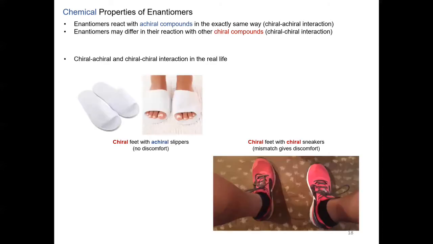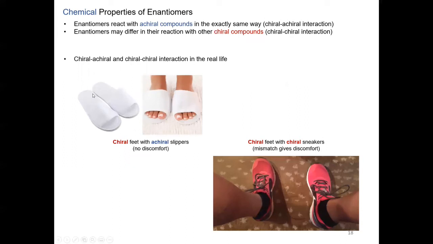Okay, so after the physical properties, let's talk about some chemical properties of enantiomers. The phenomenon you are going to learn here is called chiral-achiral interaction and chiral-chiral interaction. Enantiomers react with achiral compounds in exactly the same way, but enantiomers may differ in their reaction with other chiral compounds.